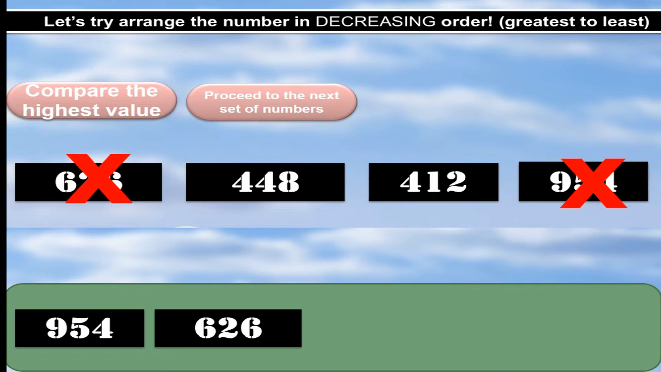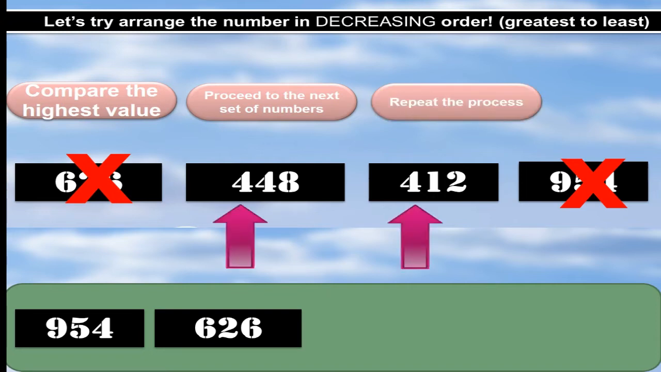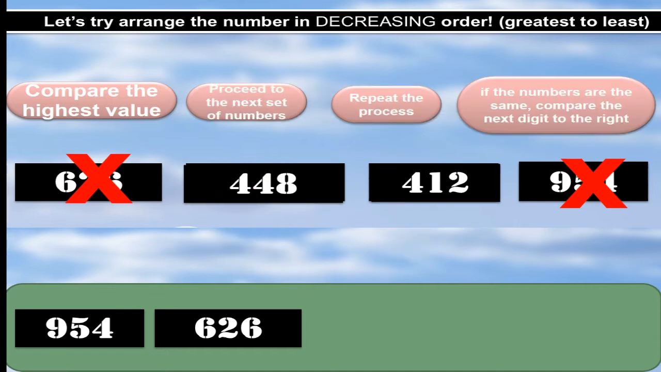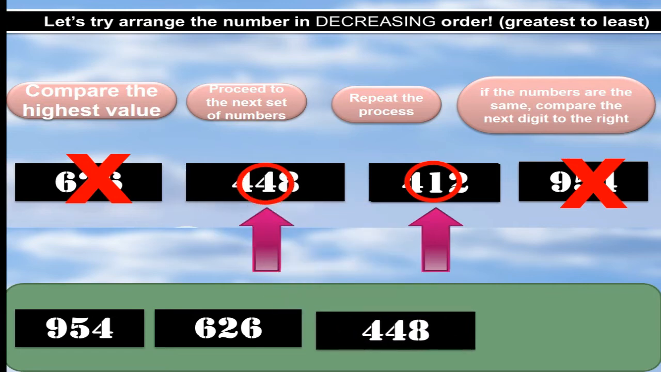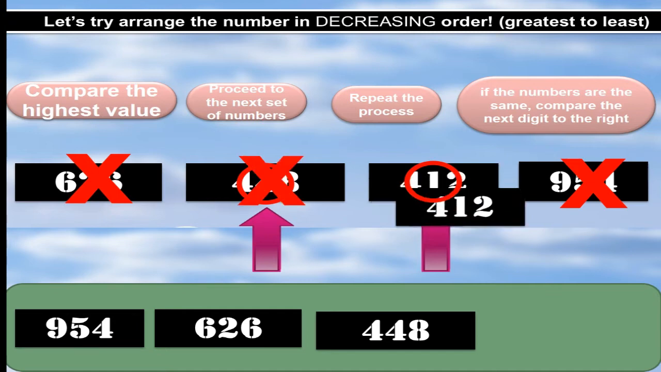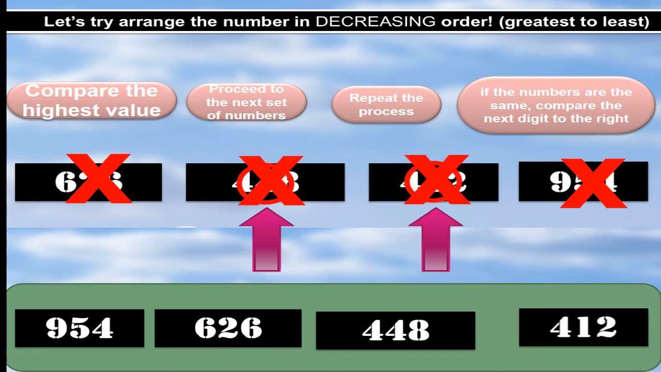Let's proceed to the next number. So let's compare 4 and 4. Since they are the same, we will just compare the next number to its right. So let's compare 4 and 1. 4 is greater than 1, so the next number is 448, and the number with the least value is 412.